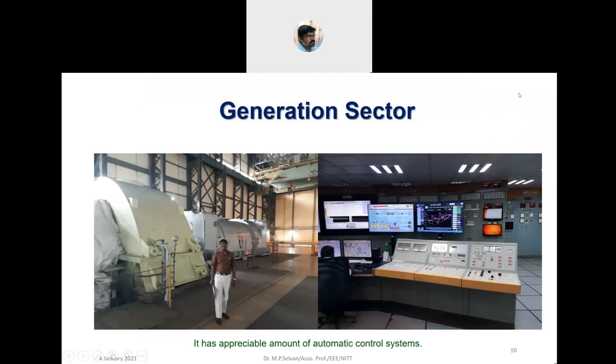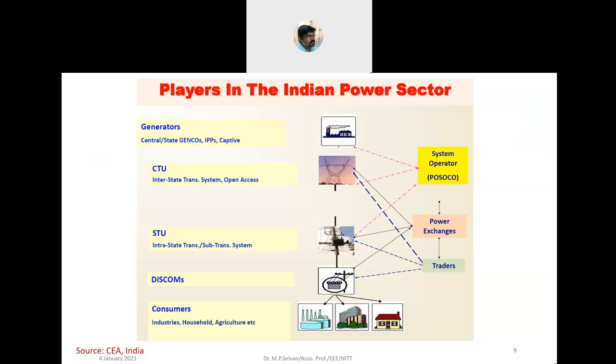This is the structure of the Indian power system. How does it operate? There are different players. As I said, generation: central, state, IPPs, and the central transmission utility, which is Power Grid Corporation of India. And we have state transmission utilities, which are the state Transcos, TAN Transco, AP Transco. And we have DISCOMs, private distribution companies, or utility owned distribution companies. In addition to that, we have a transmission system operator called POSOCO, Power System Operation Corporation. They are taking care of the secure operation of the system.